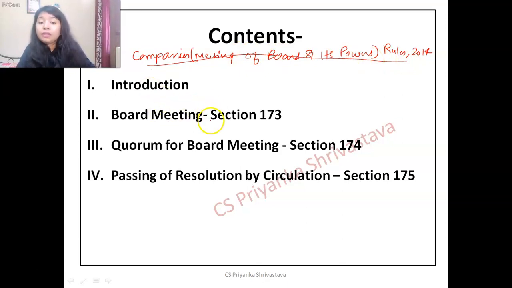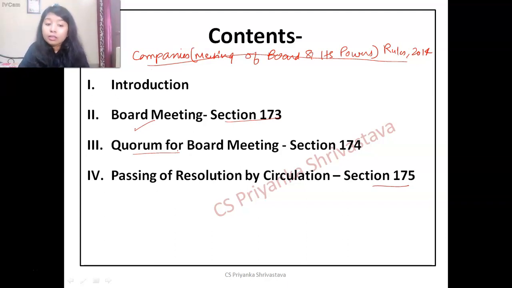So today we are going to start with sections 173 to 175, that is board meeting: provisions related to board meeting, notice of board meeting, frequency of board meeting, that is how many board meetings need to be conducted in a year, and how to conduct a board meeting. What should be the quorum for the board meeting? Quorum means the minimum number of directors that is to be present in a board meeting. We'll discuss the meaning of the word quorum and the concept of quorum for board meeting in section 174.